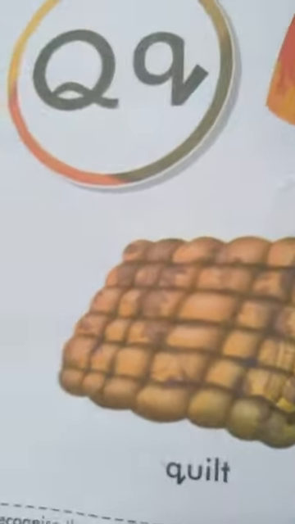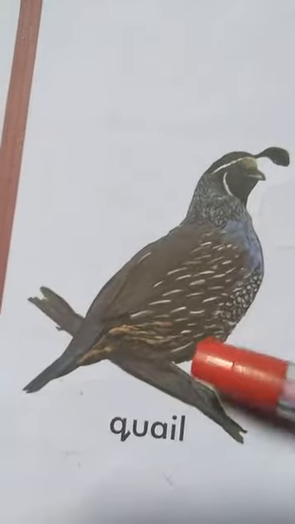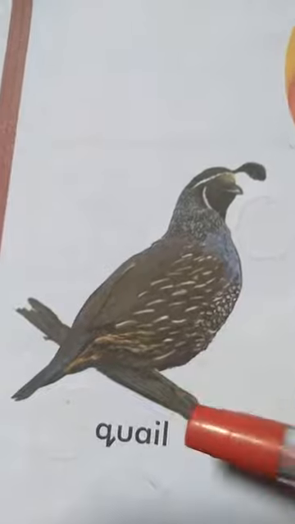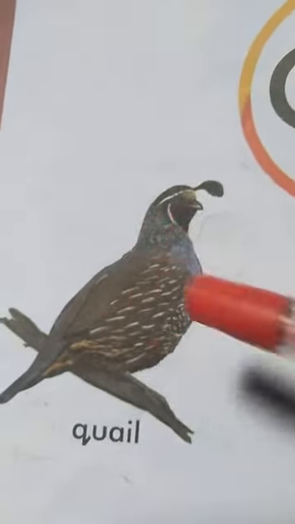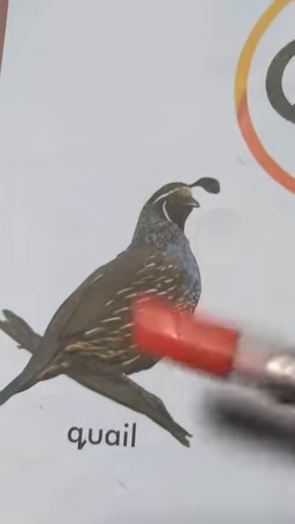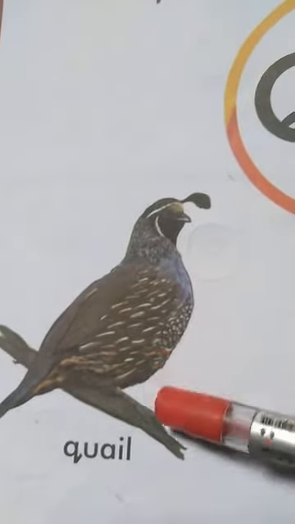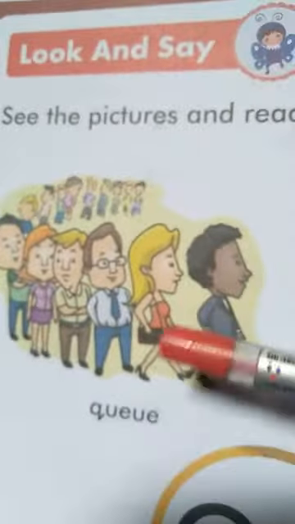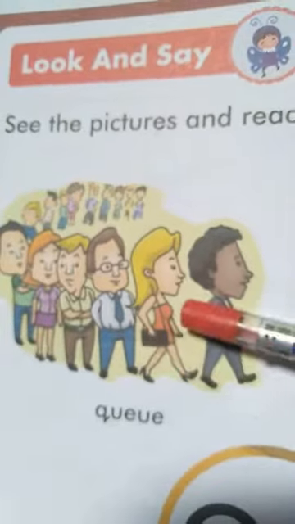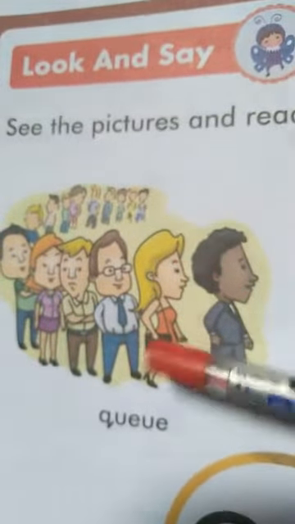Quilt means rajai. Okay. Now see, this is a picture of a quail. Quail means bater pakshi. This is a type of bird and his name is bater. So quail means bater pakshi. And now see, this is a picture of Q.